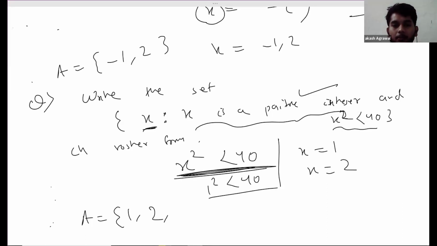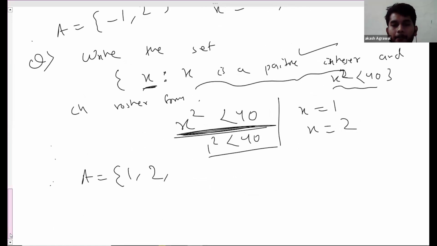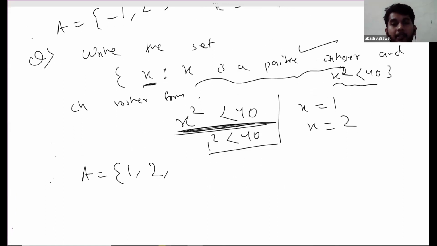अगर 3 रखूं क्या होगा? 19. Are you sure? Is it correct? Let's see. 3 रखेंगे तो 3 का स्क्वायर कितना होता है? 9. 9 is less than 40.